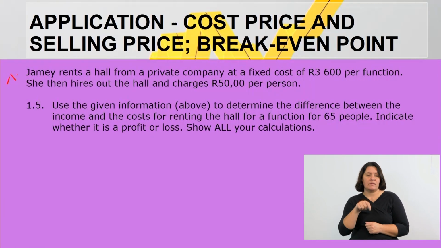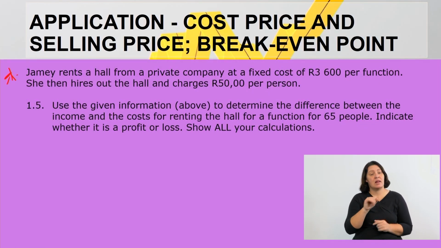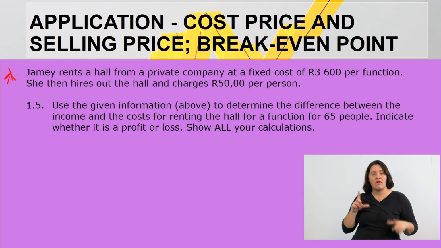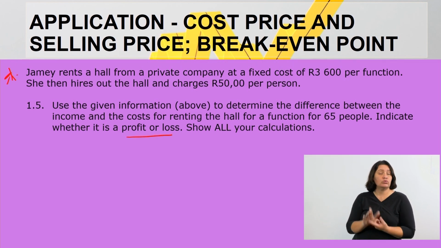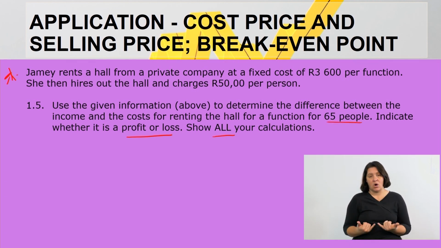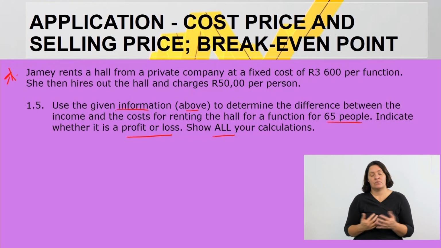All right, now let's quickly move on to our next sum, that is 1.5. Remember, this is still the same context, so I'm not going to read that part again. It says, use the given information above to determine the difference between the income and the cost for renting the hall for a function for 65 people. Indicate whether it is a profit or a loss. Show all your calculations. This time around it is for 65 people, and please look at the difference. The previous sum we worked from the graph. This time around I'm saying use the given information above. So I'm going to work with this. Again, indicate whether it is a profit or a loss.